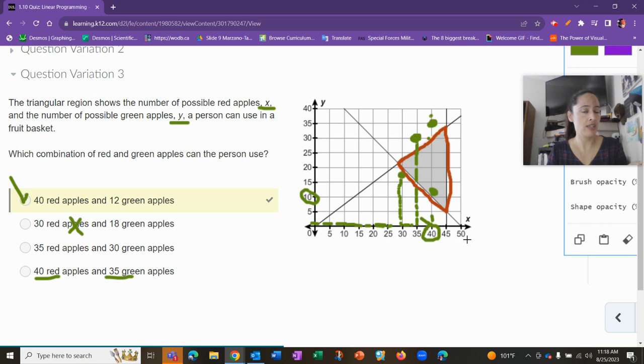So maybe it is a good idea, depending on which order you have your solutions, to just check them all. And the one that is the most correct will be the correct answer.